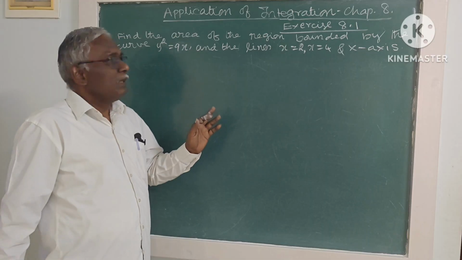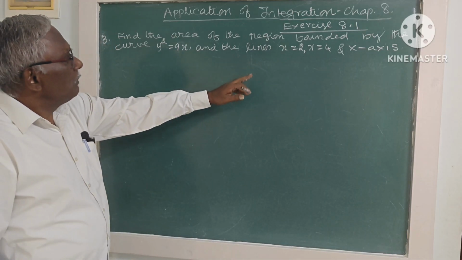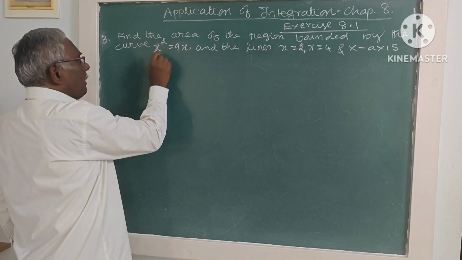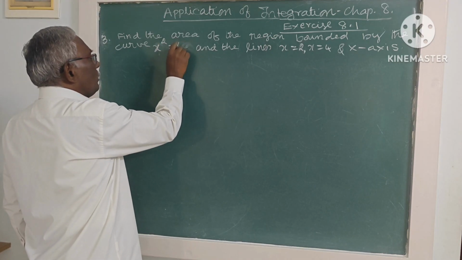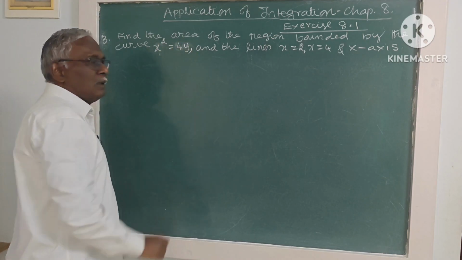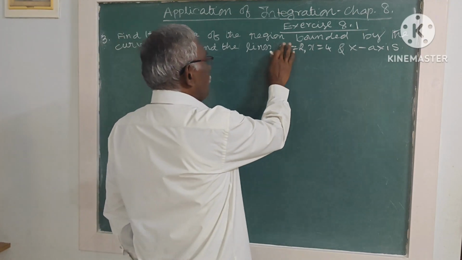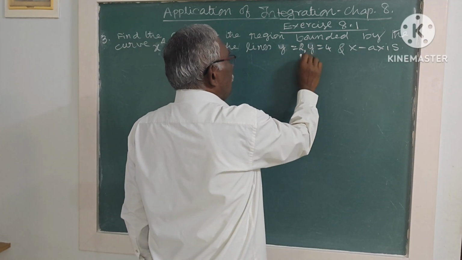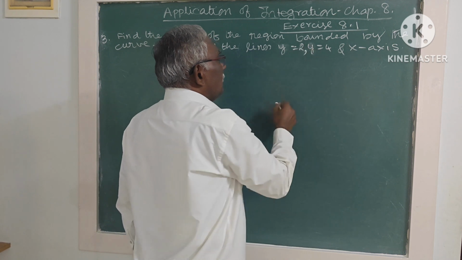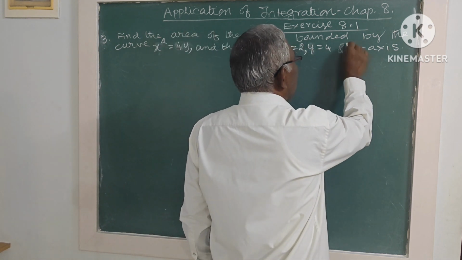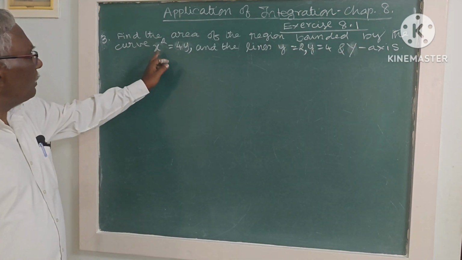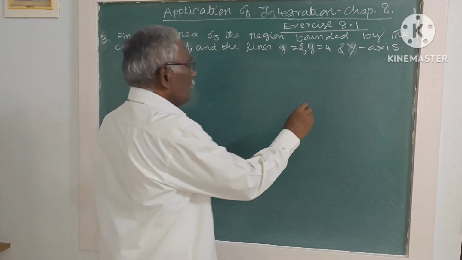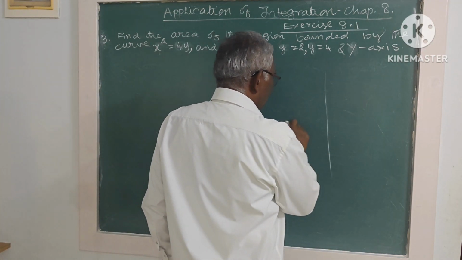The third problem is find the area of the region bounded by the curve x square is equal to 4y and the lines y is equal to 2, y is equal to 4 and y axis. How does this parabola look like? X square is equal to 4y. So first we have to draw the sketch.